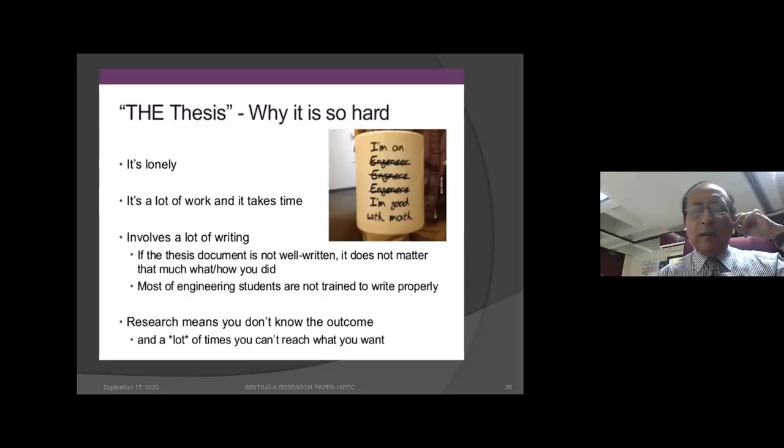So that is, in fact, a wrong concept and wrong understanding today. Engineers have to be excellent in mathematics, but they have to be good in their expression too. So how to become a good thesis writer involves a lot of writing.